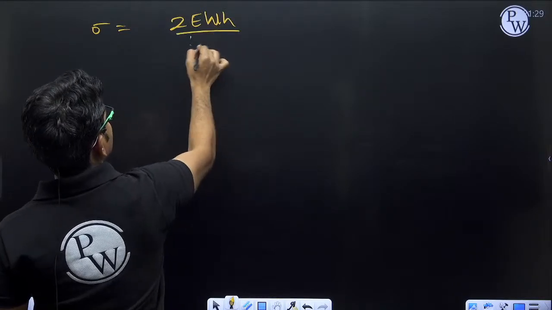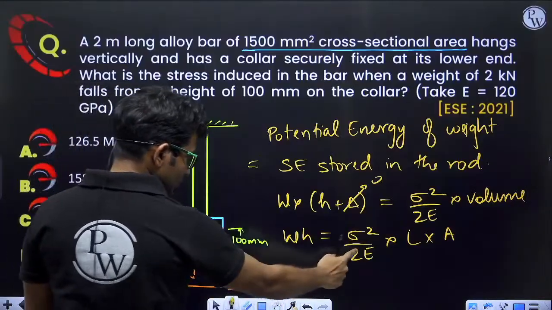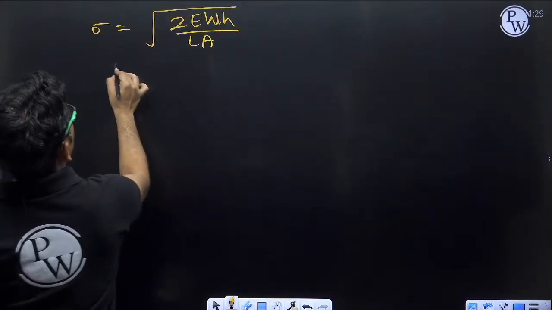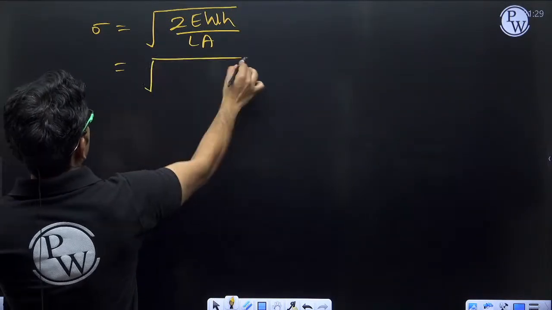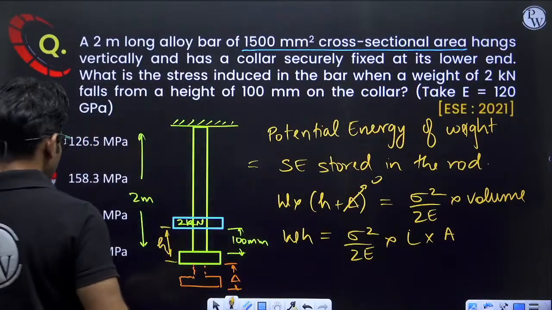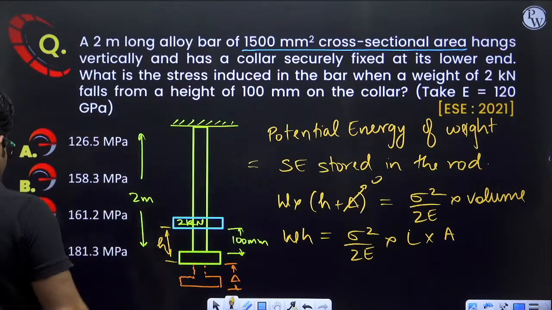2EWH upon LA, under root. Okay, so from here we can calculate sigma. So 2 into Young's modulus. What is the value of Young's modulus? 120 gigapascal. Let us convert into megapascal.